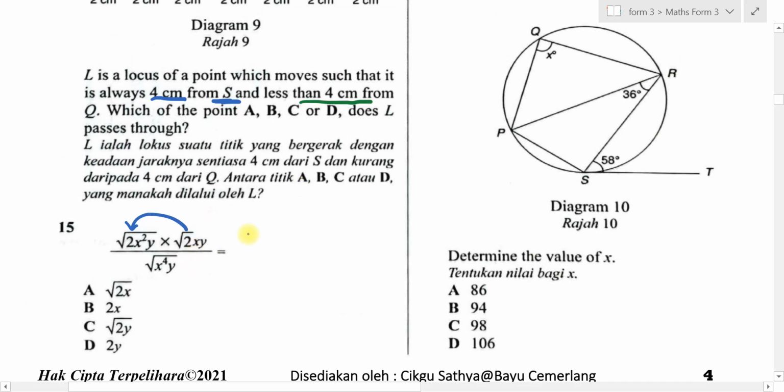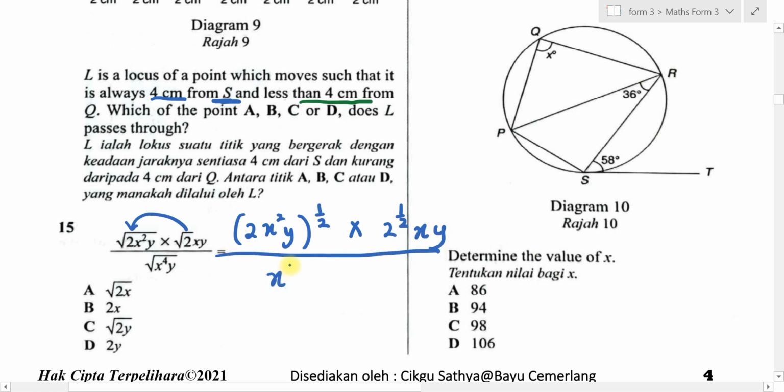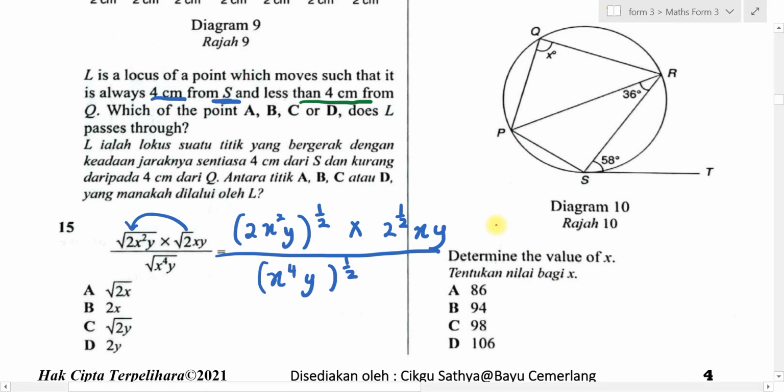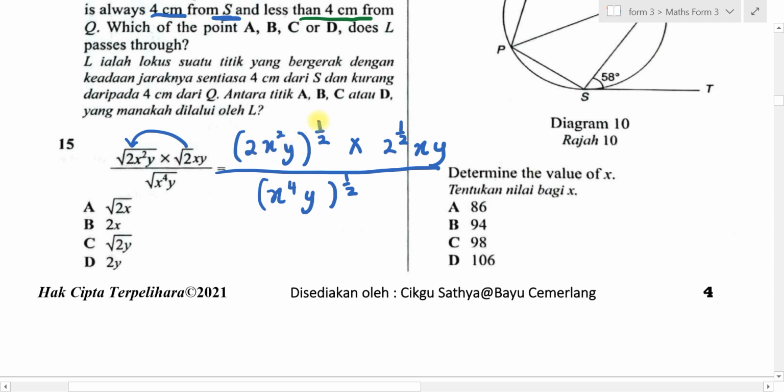All right. So we have 2x square y, this one all power 1 over 2. Kalau square root maksudnya power 1 over 2. Times 2, 1 over 2. And then you have x, then you have y divided by x power 4, y, and then got power 1 over 2 as well. So this is your first step. You convert all your square root into power 1 over 2 and then try to simplify them. You need to distribute each one the power.